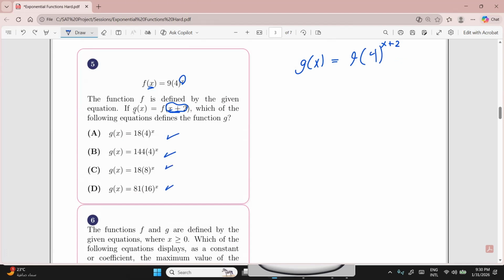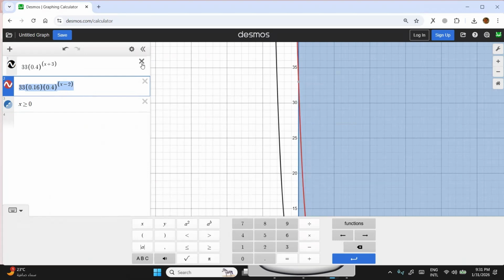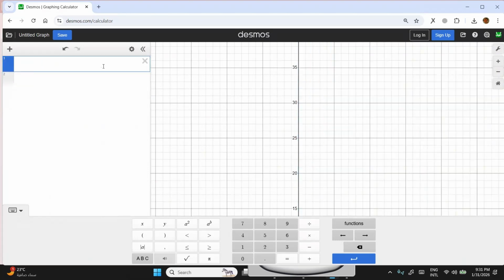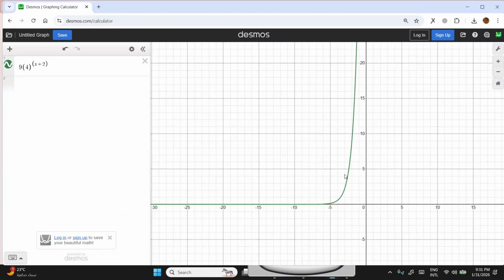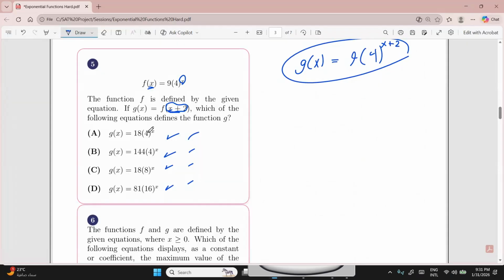We can graph this one and graph all of these to compare. Let's graph this one first. 9 times 4 to the power of x plus 2, but don't forget to write the pair of parentheses around x plus 2. This is our first graph, okay? First graph here. Let's zoom in here, and this is our graph. Let's find which one is the same as this.